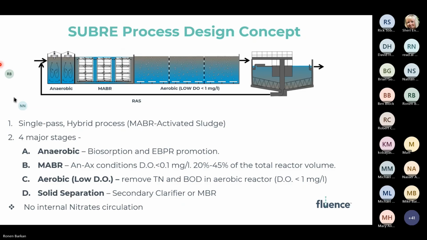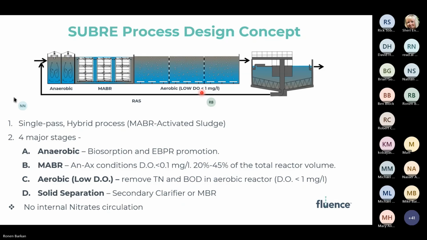The MABR captures 45% of the total bioreactor volume, depending on site conditions and the goals that we want to achieve. And lastly, we have the aerobic low DO chamber that simultaneously removes total nitrogen and BOD in the aerobic reactor, where the DO is less than 1 milligram per liter, depending on the reactor design.